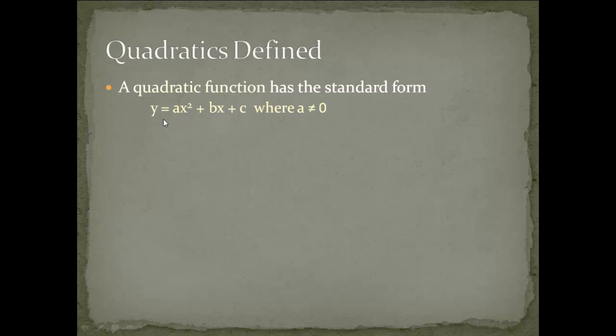So our standard form looks like y equals ax squared plus bx plus c, where your a, b, and c will actually be some form of numbers. And our only requirement is that a cannot be 0, because if a were 0, then our x squared term would go away, which would then make it not be a quadratic function.